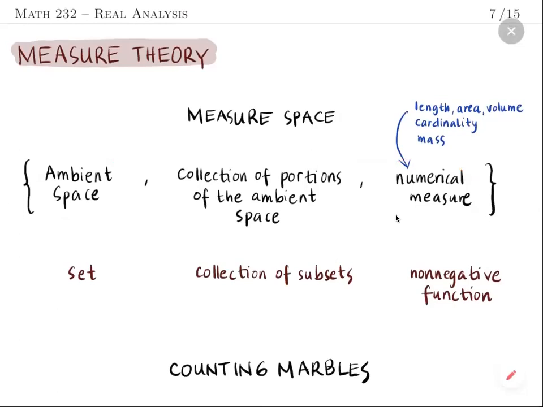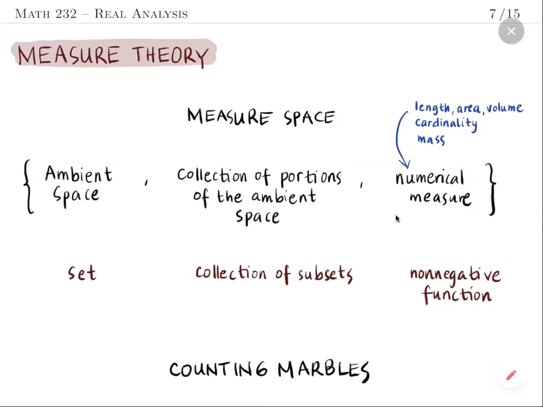For the numerical measure, you can think of, let's say, geometric quantities such as length, area, or volume. You can talk also about the cardinality or the number of elements. And in terms of physical quantities, you can think of a mass, for instance.